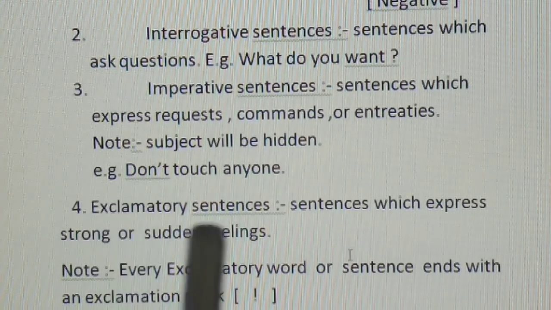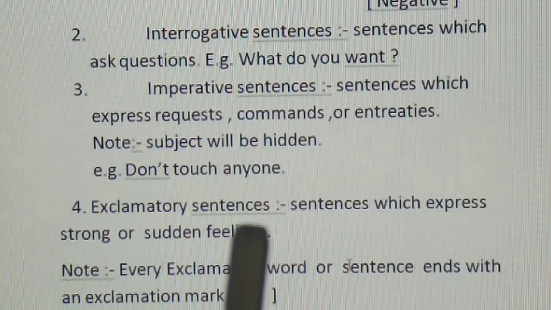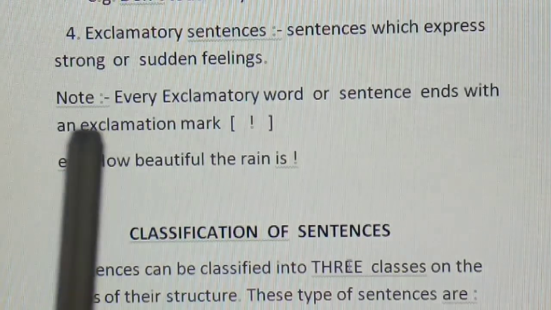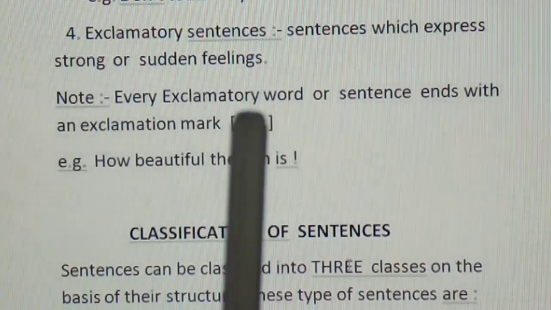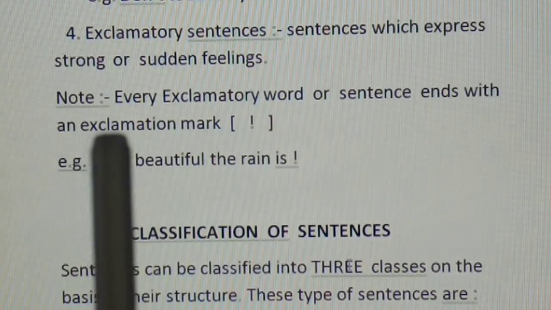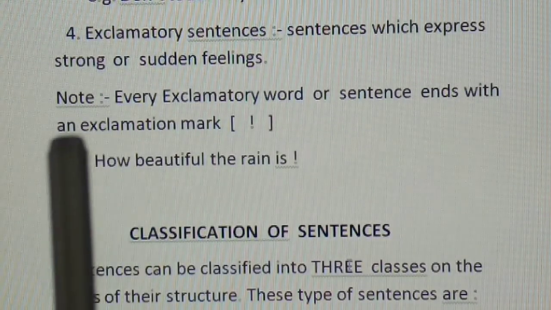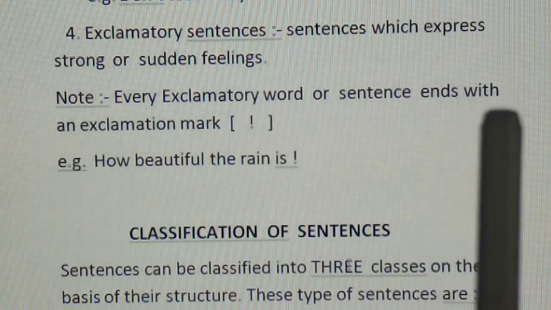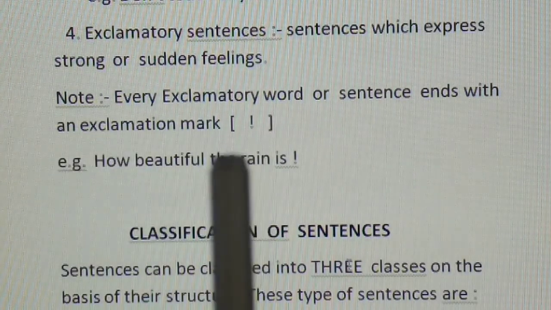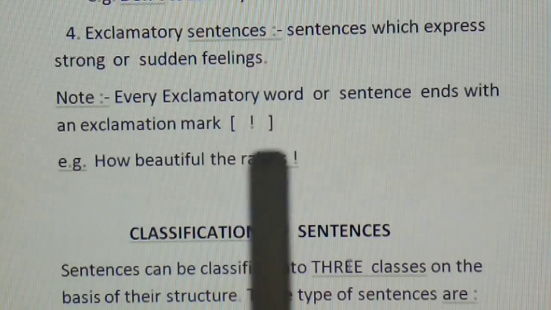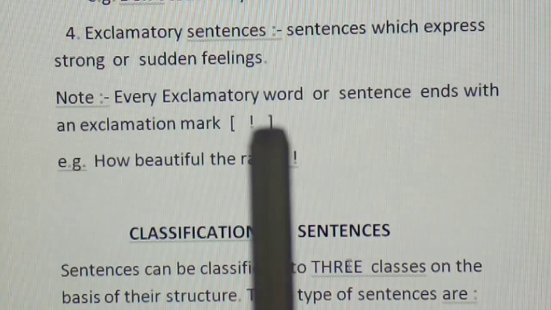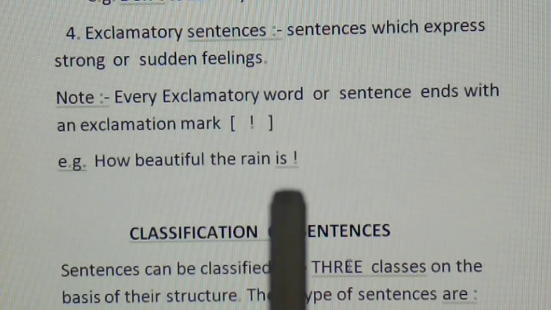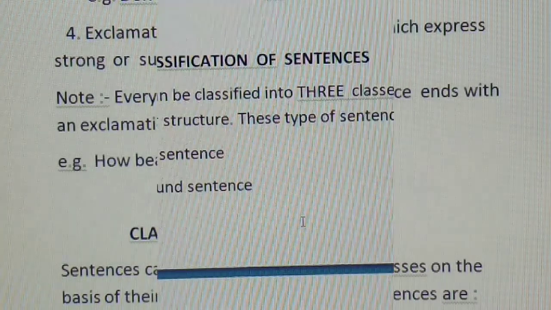Now number four, exclamatory sentences. What are exclamatory sentences? Sentences which express strong or sudden feelings. The sentence express karta hai strong or sudden feeling, known as exclamatory sentences. Note here, every exclamatory word or sentence ends with an exclamation mark. Har exclamatory sentence jo end hota hai, wo exclamation mark se khatam hota hai, so line khich ke ek niche dot hoti hai. For example, how beautiful the rain is. This is exclamatory sentence.